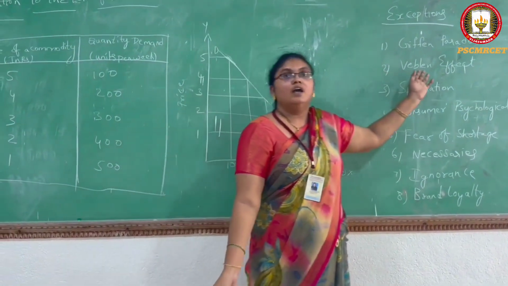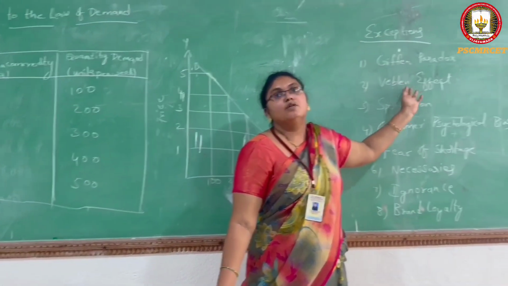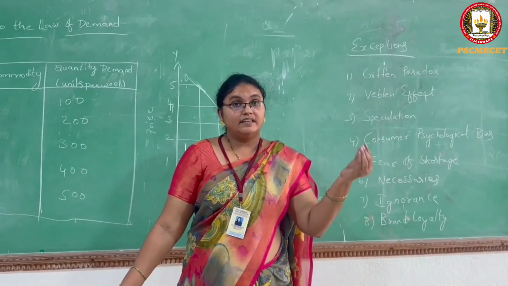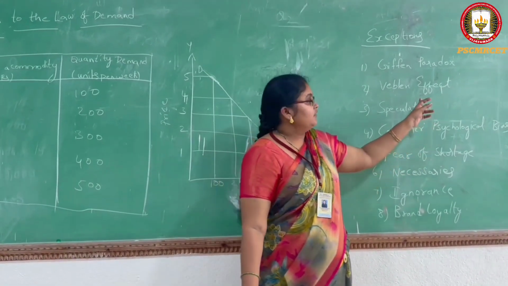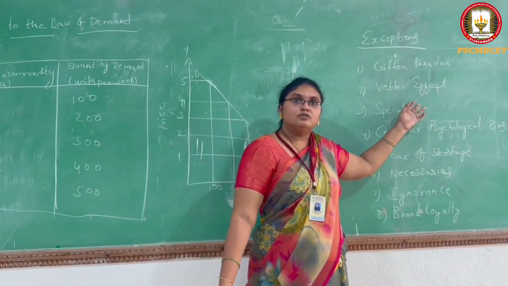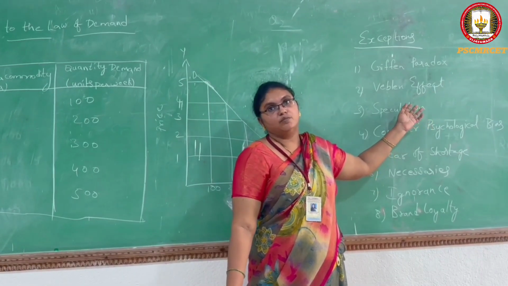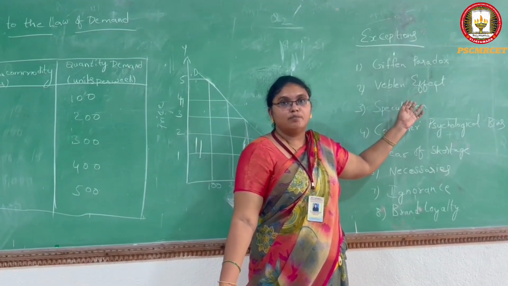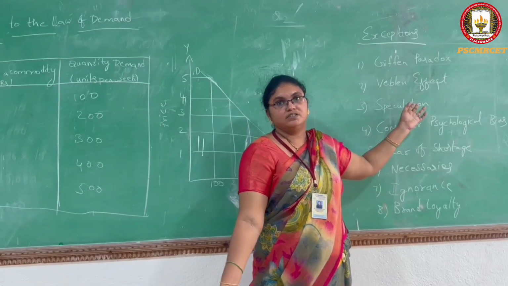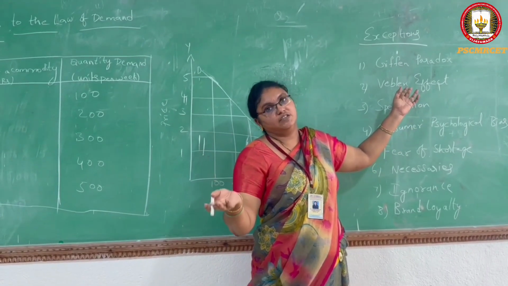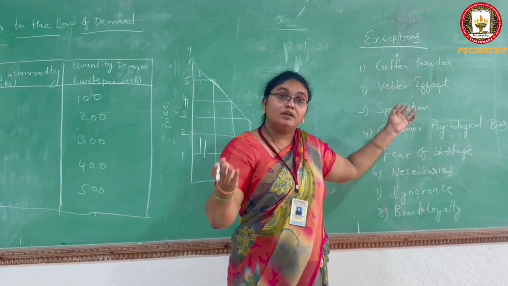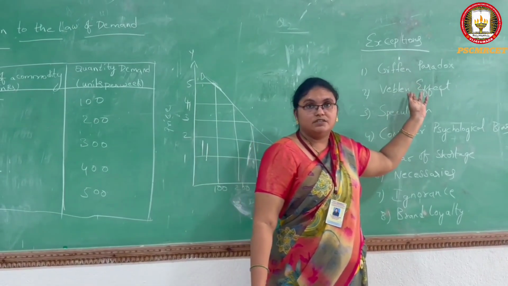Now, the Veblen effect. In the Veblen effect also, people prefer, for example, diamonds, prestigious goods. Here also, in case of prestigious goods, the law of demand is not applicable. People will buy those types of prestigious goods to show their prestige. If the price of that type of goods is increased, then only they will purchase. That's why the law of demand is not applicable in case of prestigious goods.